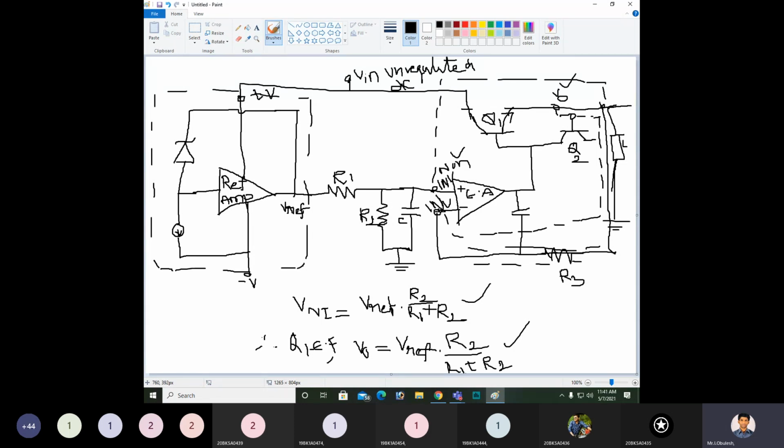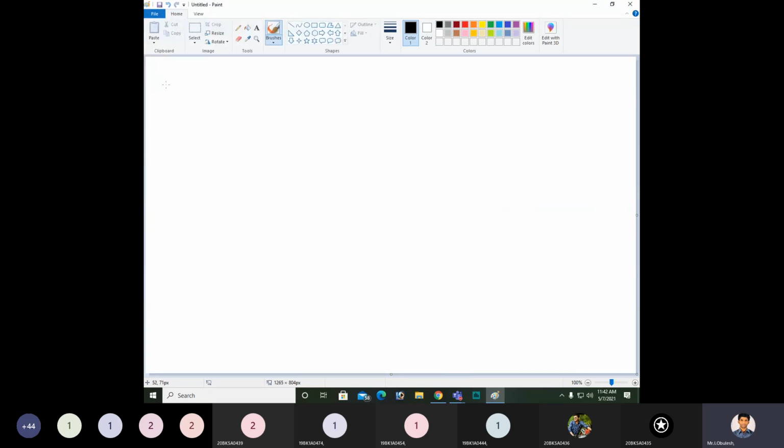Okay, so these are the basic key points of the IC723 voltage regulator. Coming to the features of IC723. What are the features of IC723? Put a heading: Features of IC723.